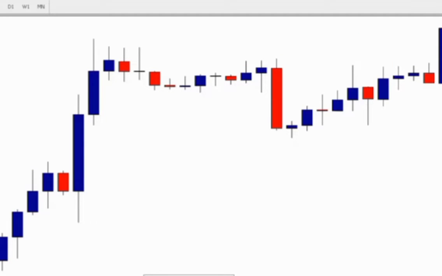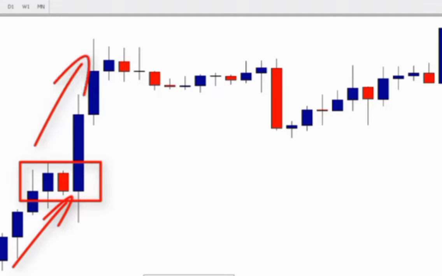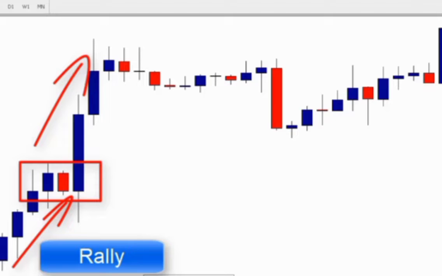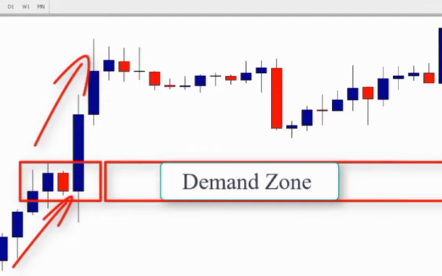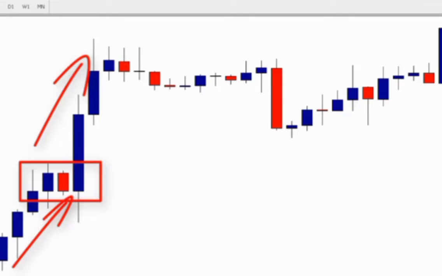Let me show you another example again. This is another rally-based rally continuation pattern. The market moved strongly up, paused a little bit, and then moved strongly up again, forming a great demand zone. When the market returned to test this zone, we can predict a huge move up because we know that a lot of pending orders are likely to be filled.